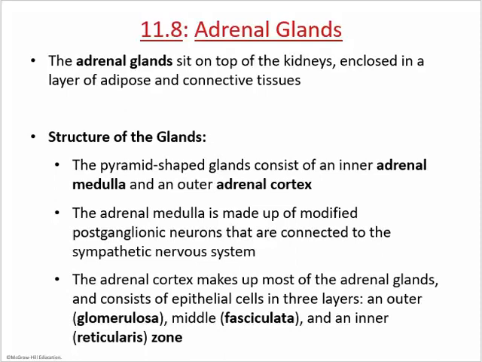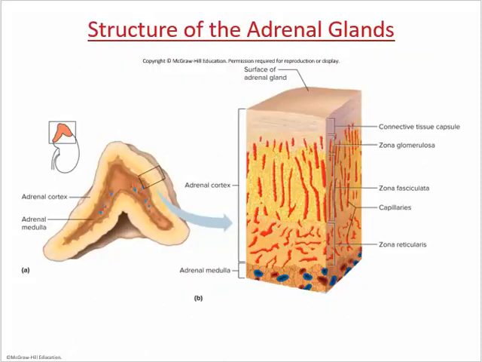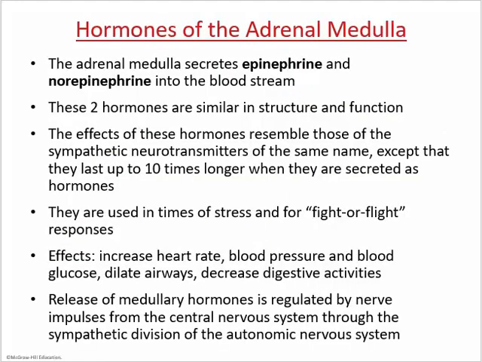The adrenal cortex has 3 different layers with 3 groups of hormones. Please don't memorize the names: the glomerulosa, fasciculata, and reticularis. Don't bother. Just know that there are 3 groups and 3 different groups of hormones. So this is epinephrine, norepinephrine in the medulla.